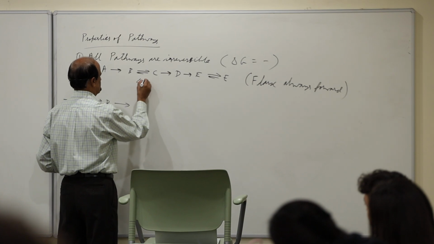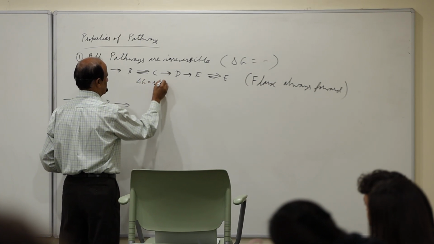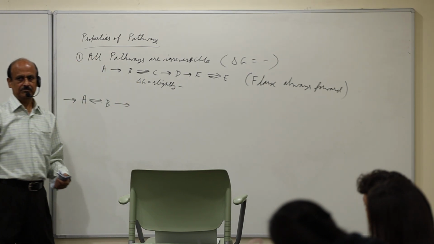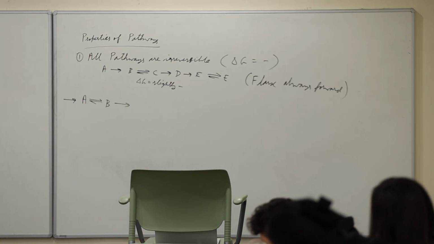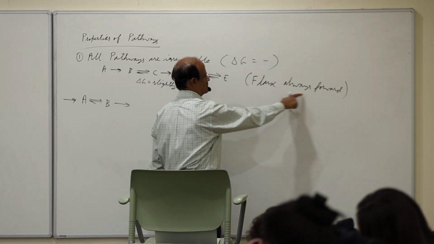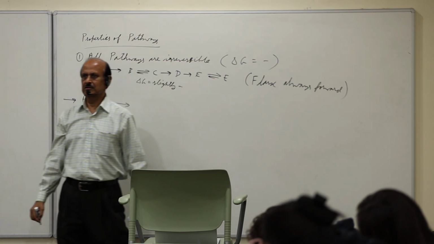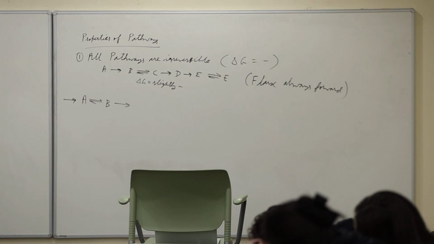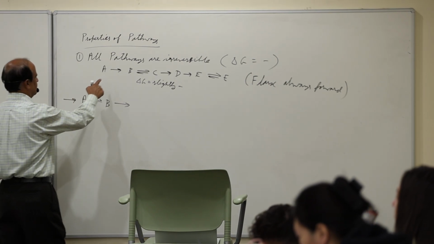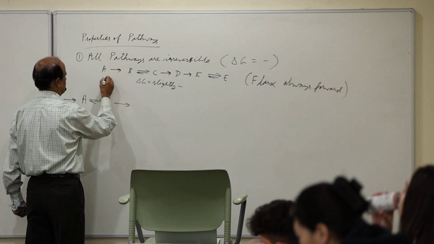This has a delta G that is slightly negative. So all reversible steps or metabolically reversible steps have a slightly negative delta G. Because remember, all pathways have to move forward. The flux is always forward. So you cannot really have a reversible step. You can have a close to reversible step, almost reversible step, which means they have a slightly negative delta G. And if it is an irreversible step, this is a highly negative delta G.